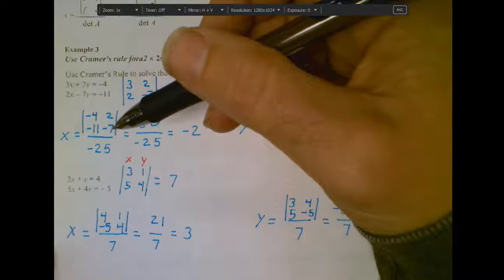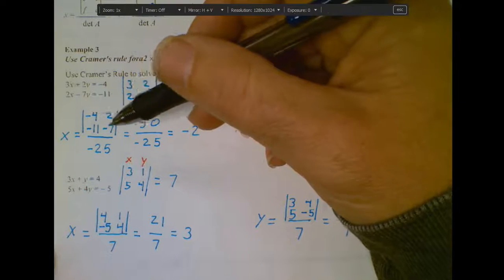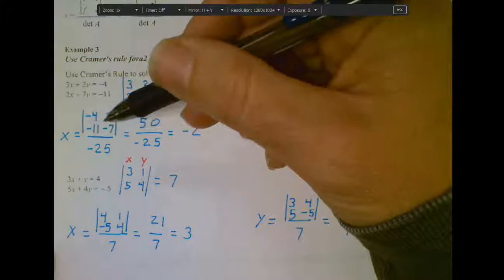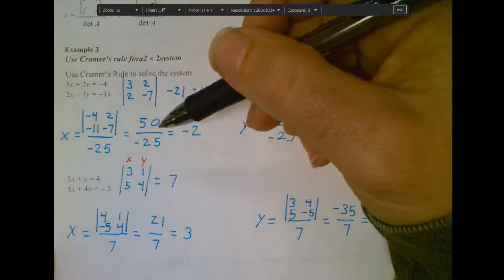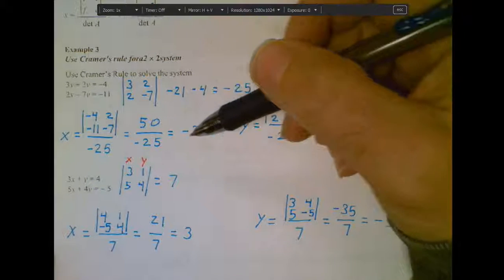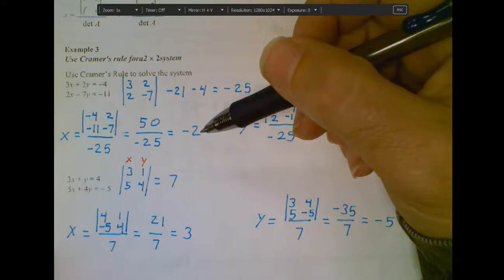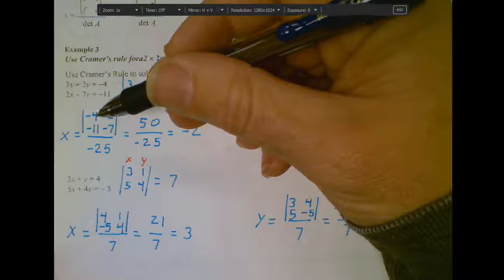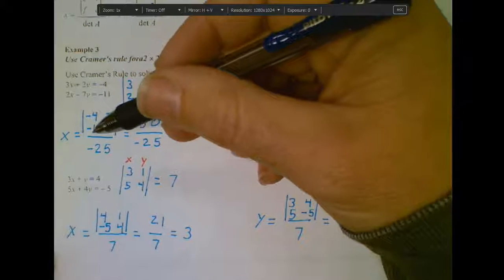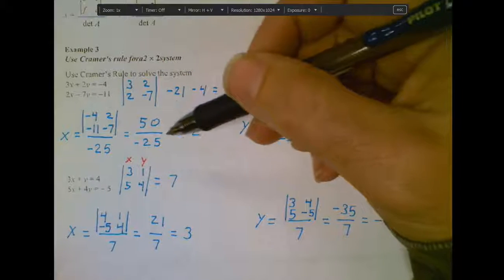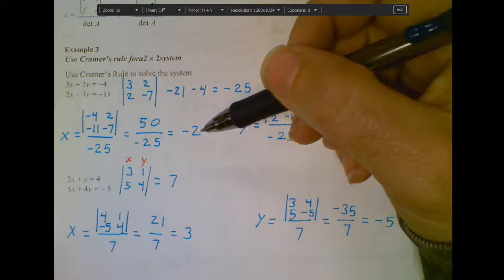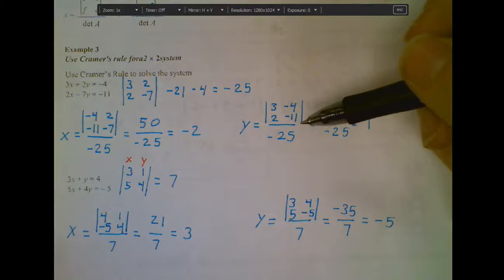If I take the determinant on this, so that times that minus that times that, it comes out to be 50. So now when I simplify all that, I simply get negative 2 as my solution. So again, I just did 28 minus negative 22, which came out to be 50. A little simplify on my fraction, and I got my value for x. So I'm going to do the same thing for y.